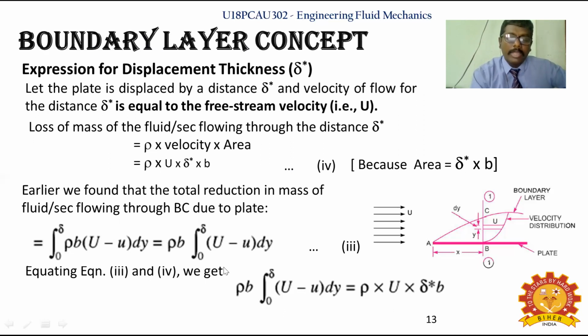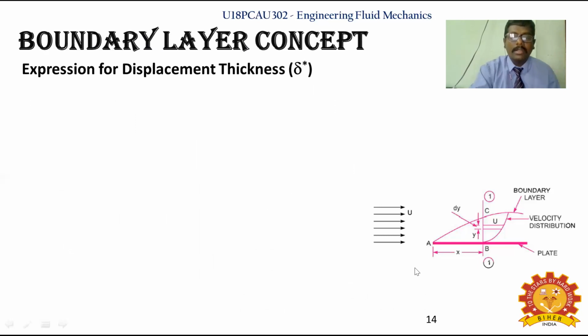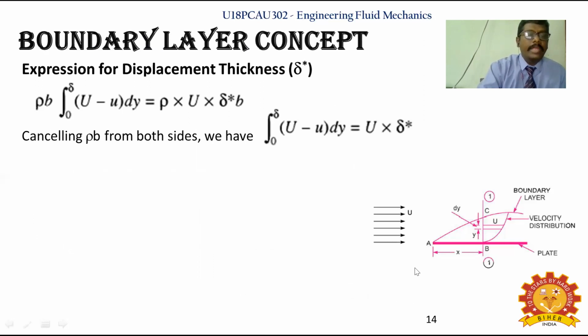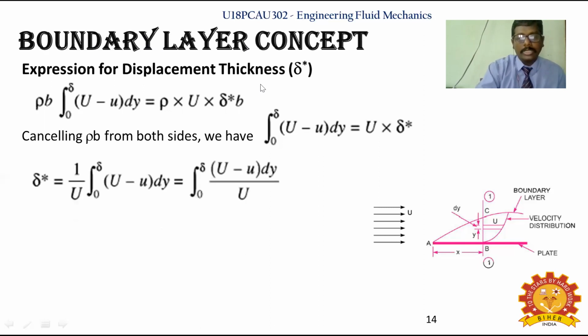While equating, you can see on both sides you will have rho b, so we cancel the rho b on both sides. You will get only the integral of (U minus u) dy equal to U into delta star. Now you can identify the delta star, that is our required one. Keeping the displacement thickness on one side and taking capital U to the other side, it will be 1 by U times the integral of (U minus u) dy.